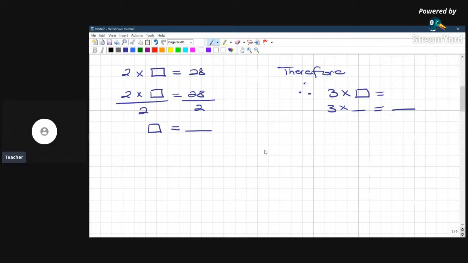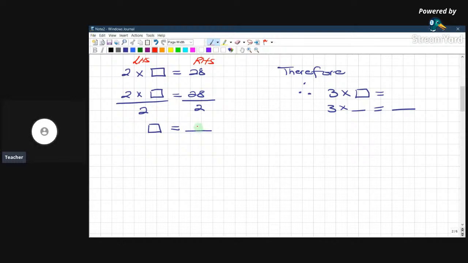So let's look at this then. Here we have twice some number, and I'm just using this box here to represent the unknown. It's going to be 28. So I need to find it. I'm going to look at this as an equation. On this side, I have 2 times a number. I want to get the box by itself, so I'll divide by 2. And anything that I do to the left-hand side, let's say this is the left-hand side and this is the right-hand side, anything that I do to this side, I need to do to the opposite side for it to be balanced.